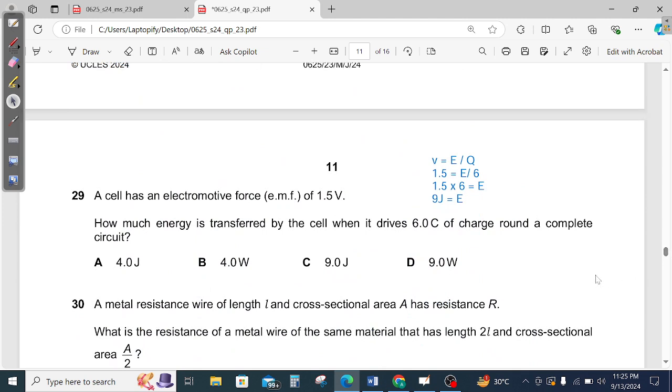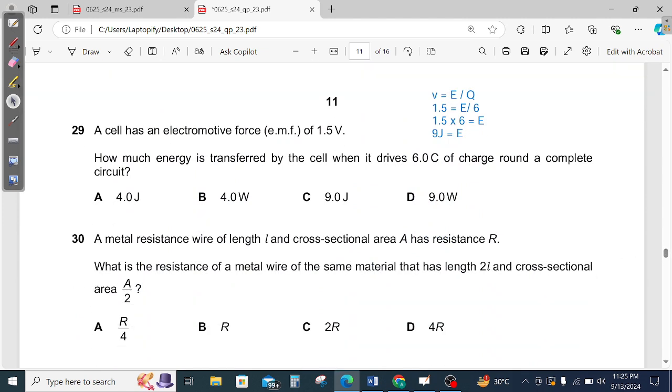Okay, question number 29 is: A cell has an electromotive force EMF of 1.5 volt. Basically this is the exact potential of the cell. How much energy is transferred by the cell when it drives 6 coulomb of charges around a complete circuit? It means how much energy the cell transferred to the charge, by which the charge moves from one terminal of the battery to the other terminal.